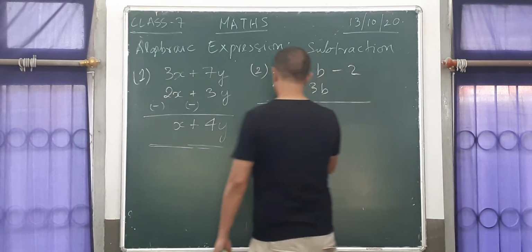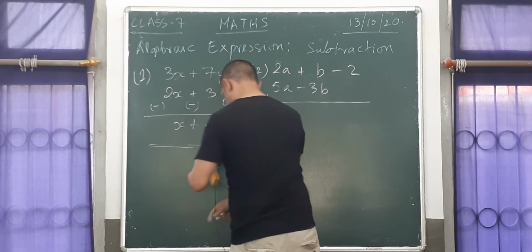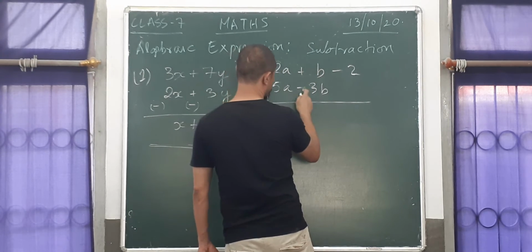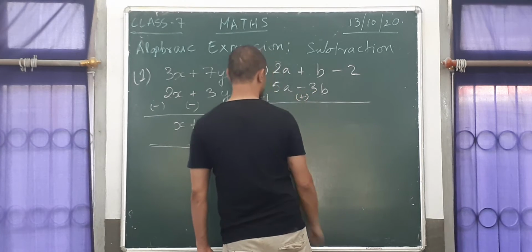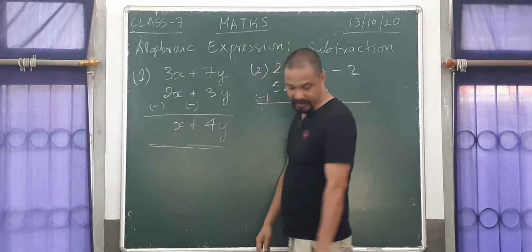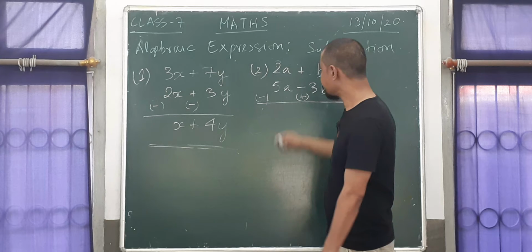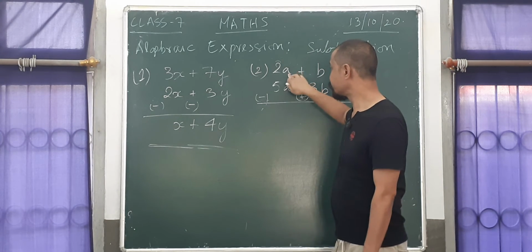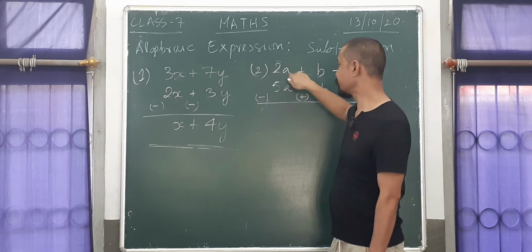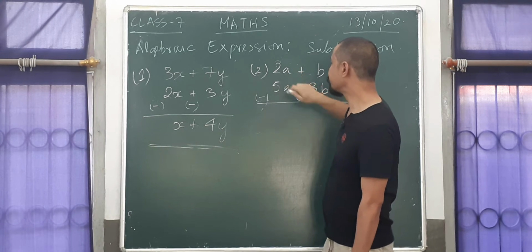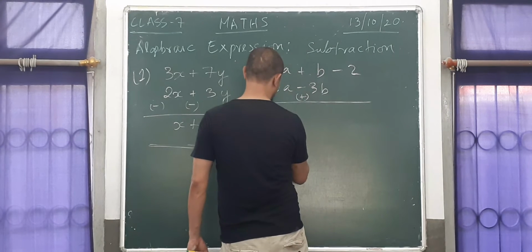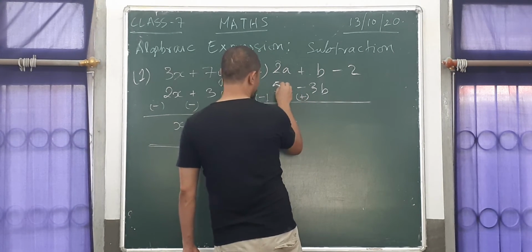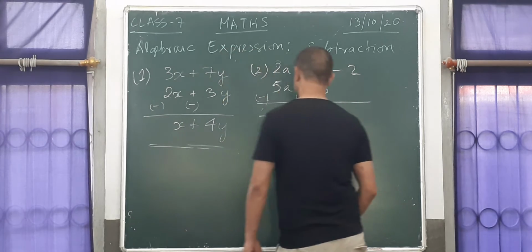Okay. So again, change the sign of the subtrahend. Plus 5a becomes minus 5a, minus 3b becomes plus 3b. Okay. So 2a minus 5a, what do you think should be the answer? We cannot subtract 5 from 2, so obviously it will be 5 minus 2. So 5 minus 2 is 3, so 5a minus 2a is 3a, but the sign will be minus because 5 is the bigger number and the sign is negative.